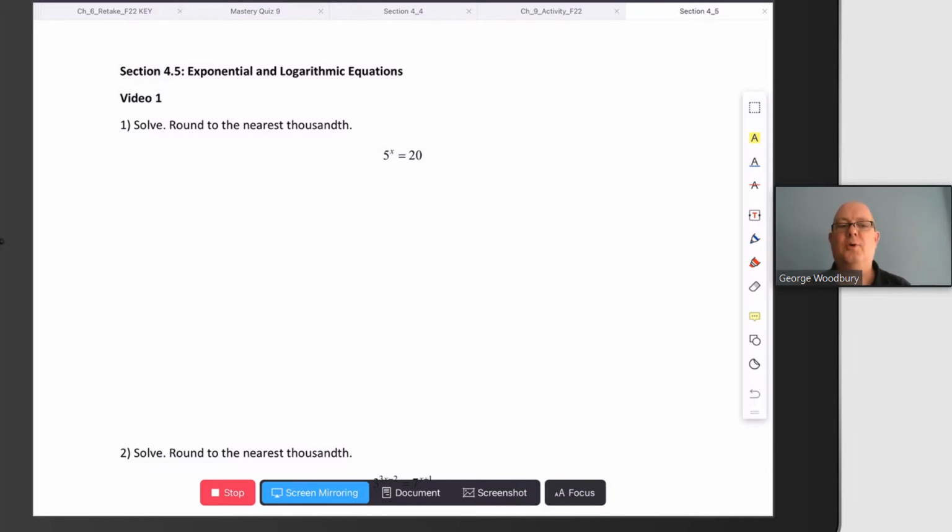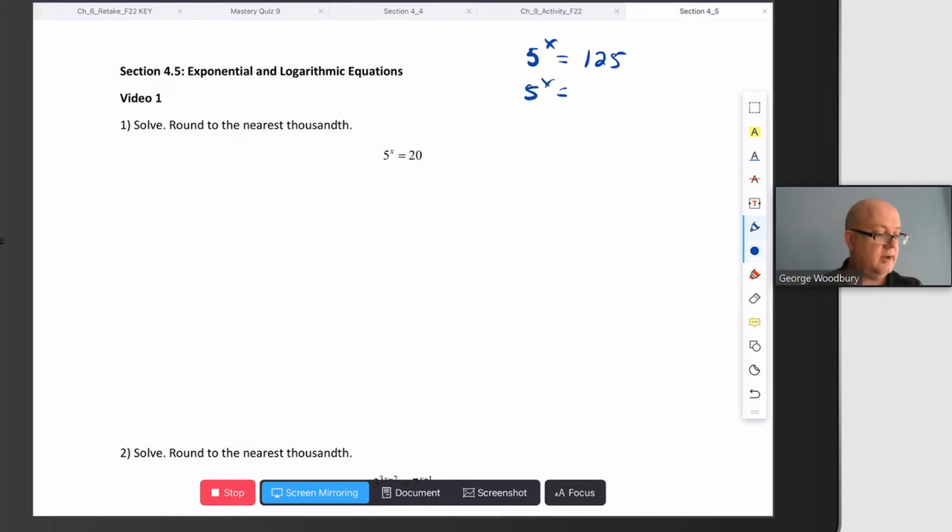In the past, instead of 5 to the x equals 20, we may have seen something like 5 to the x power equals 125. And we could solve that by rewriting the right-hand side in terms of the same base, 5 to the third. Using the one-to-one property of exponents, we know that if these two expressions with the same bases are equal, then the exponents must be equal. But in this first problem, we cannot write 20 as a power of 5.